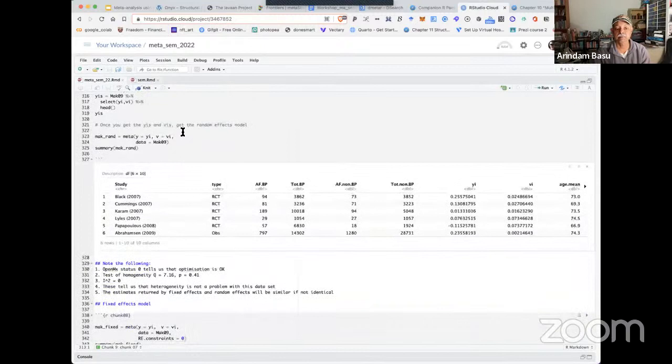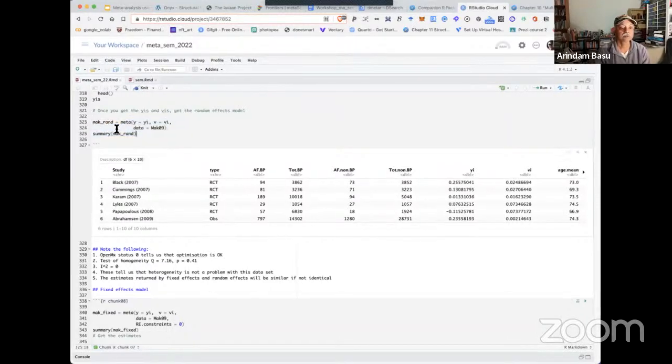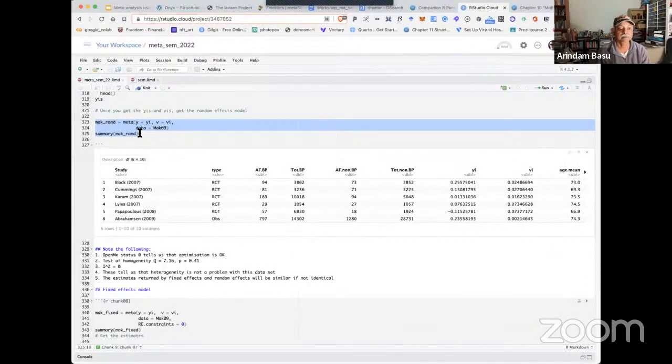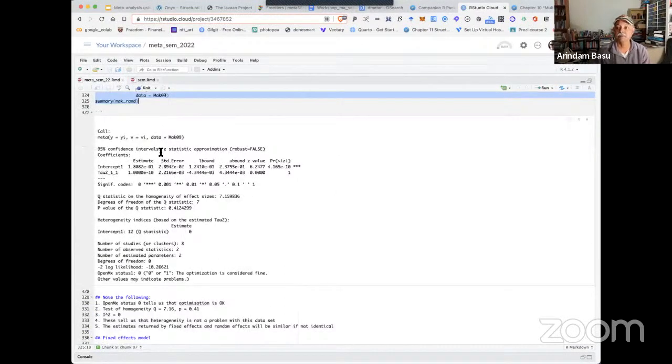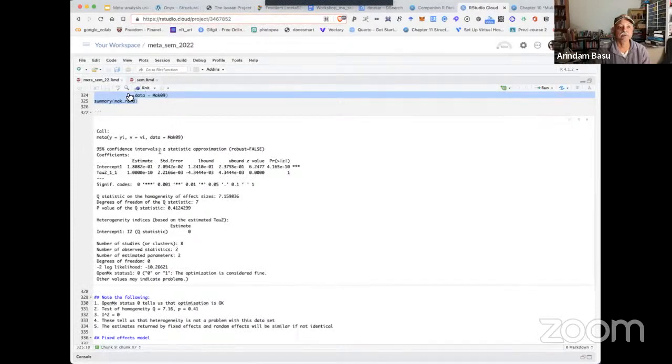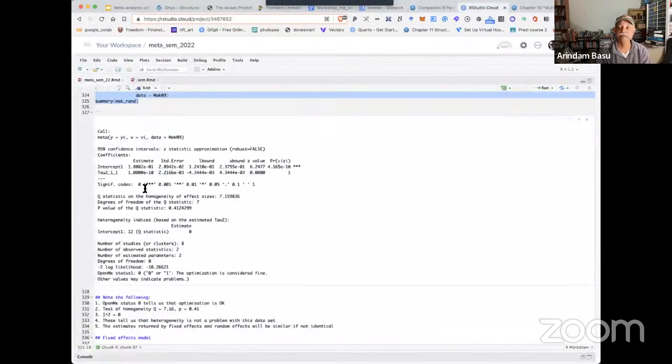Now, to make this analysis, this is the object MAC as a random effects model, and I'm going to run a random effects model using metaSEM. If I do this, you will see the results of a random effects model coming up here. Okay, so intercept is the one that we were talking about earlier. Intercept in a random effects model is the intercept that we talked about, the beta R. And that in this case has turned out to be 1.80.